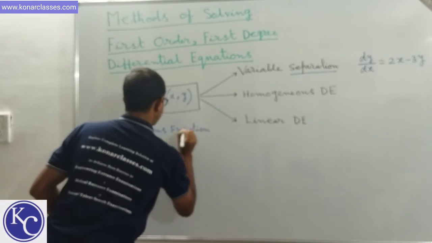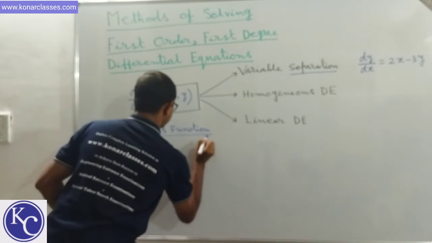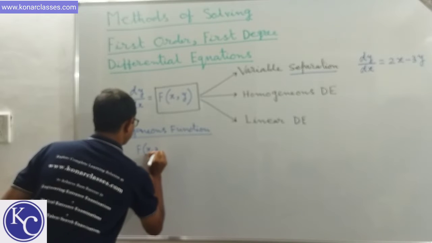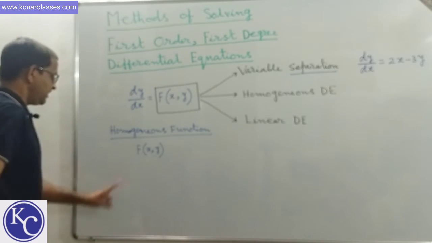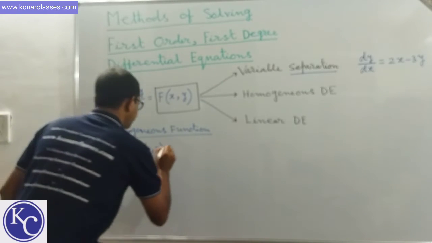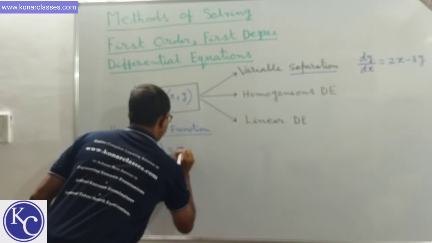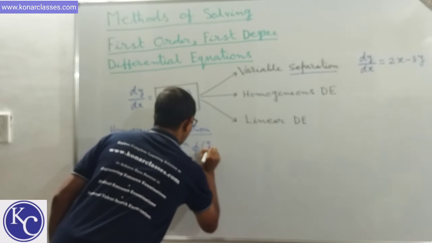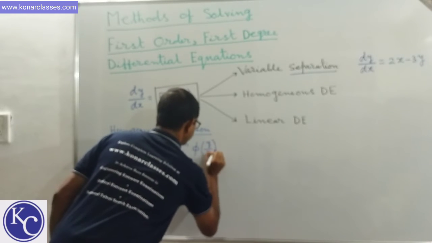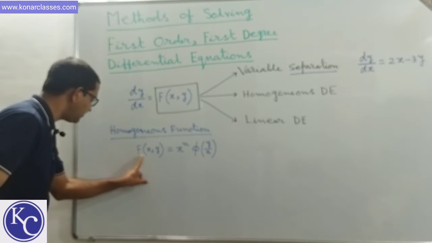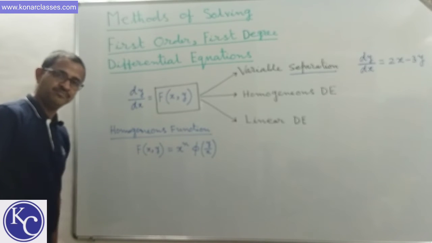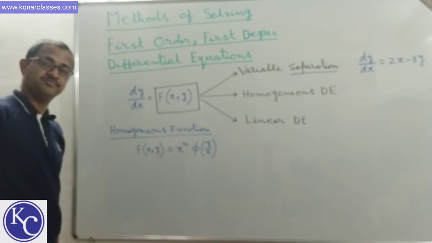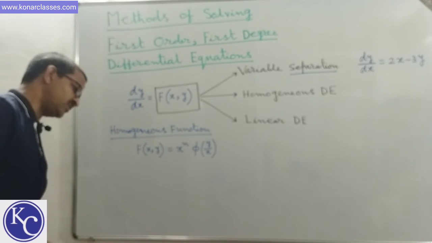What is a homogeneous function, dear students? Suppose we have a function of x and y. Now if this function can be expressed as x to the power n into another function of y by x, we can say this function capital F(x, y) is a homogeneous function of degree n.